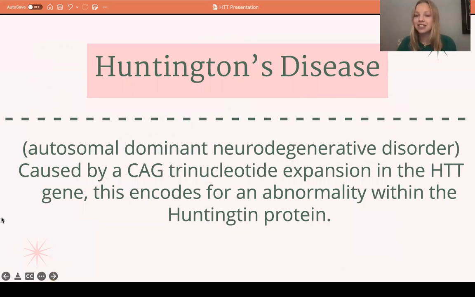So this is just a summary of what I've said. Huntington's disease is an autosomal dominant neurodegenerative disorder. It is caused by the CAG trinucleotide expansion in the HTT gene. This encodes for the abnormality within the Huntington protein.